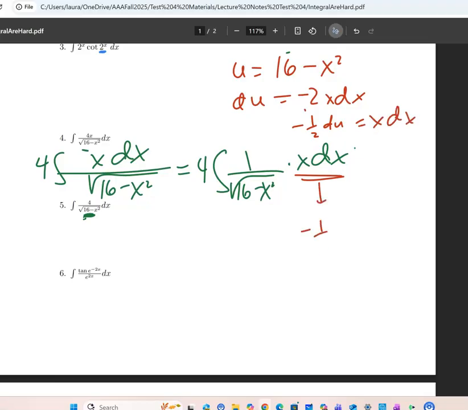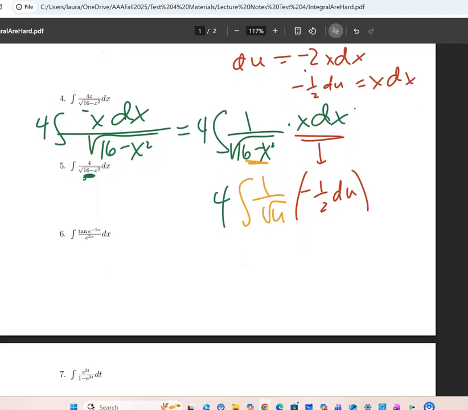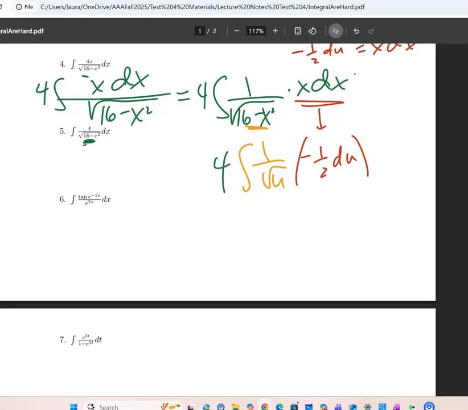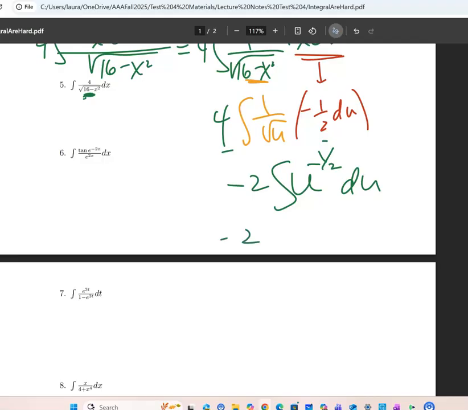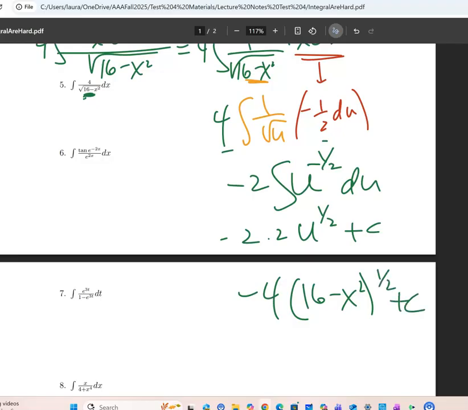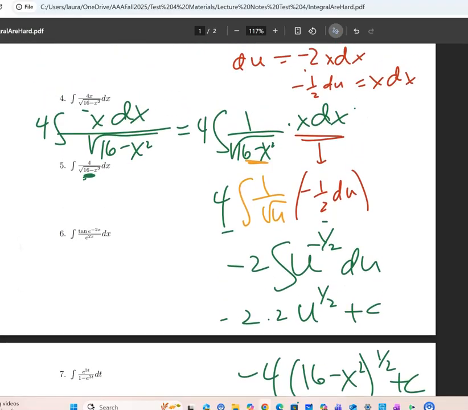So I get negative 1/2 du, put parentheses there. And let's see, I'm going to put the u in here. So I get 1 over root u. And then I just carry this 4 along on the outside. Simplifying, these two things give me a negative 2. And I'm going to rewrite this as u to the negative 1/2 and take the antiderivative, so u to the 1/2 times 2. So I get negative 4, and put the u back in, 16 minus x squared to the 1/2 plus c. Okay, so that was number 4.